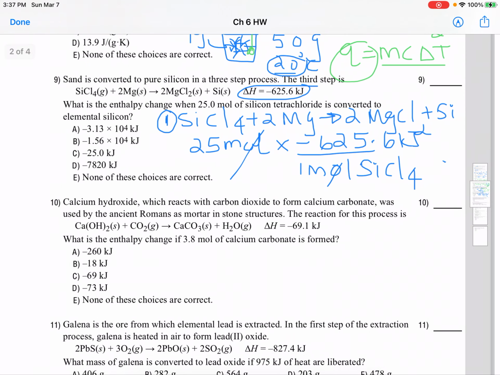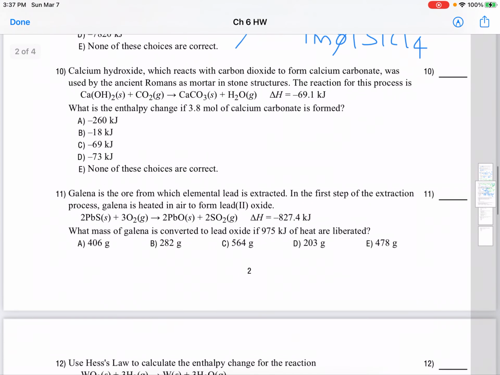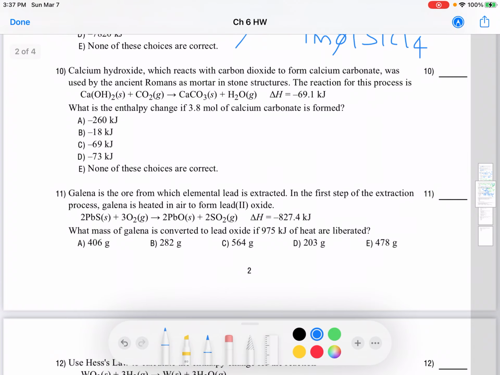And then the next one, number 10. Calcium hydroxide reacts with carbon dioxide to form calcium carbonate, used by the ancient Romans. The reaction for this process is given. What is the enthalpy change if 3.8 moles of calcium carbonate is formed?